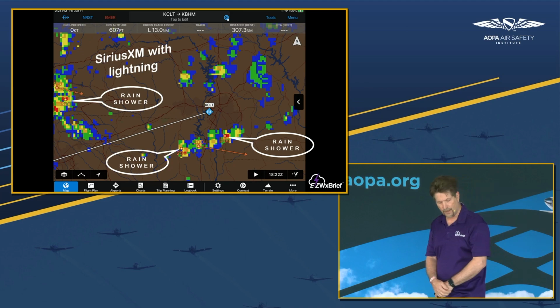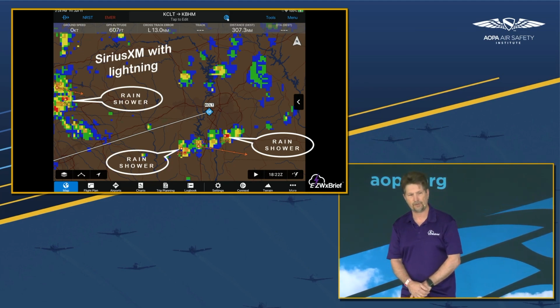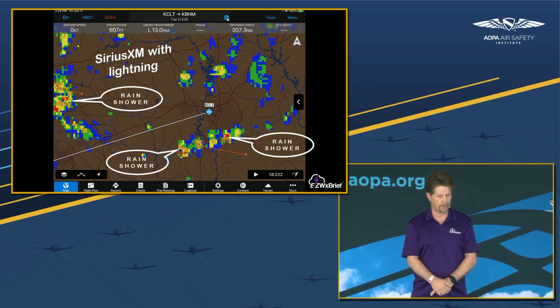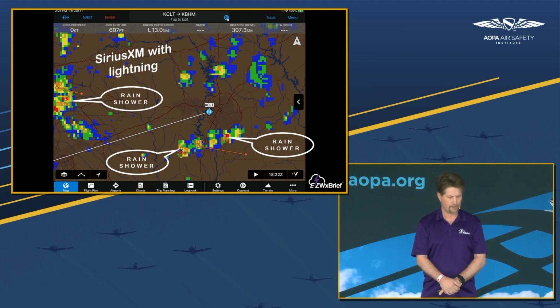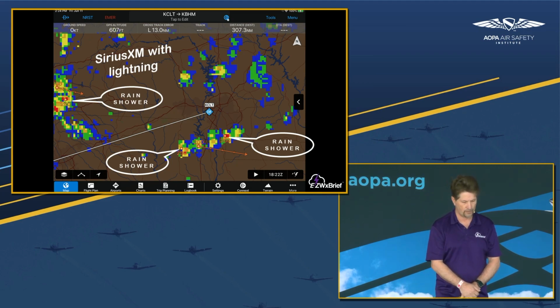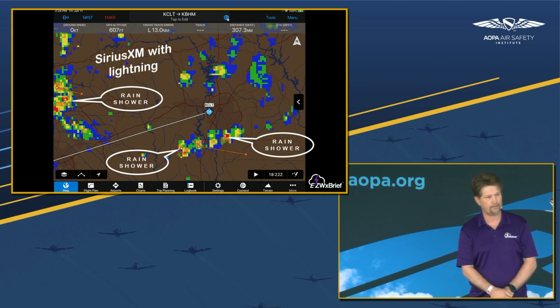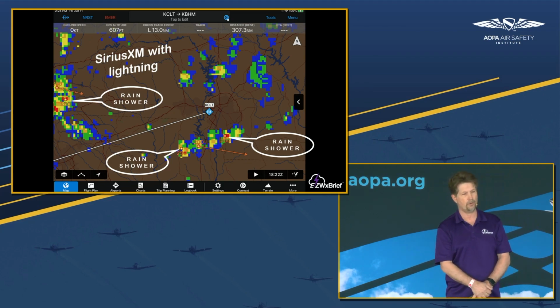Because the NexRad radar is tracking something that's cellular. That's the only way it can track it, is through some cell algorithms. So ultimately, these rain showers are threatening, and we should go around them. We should not go under them.